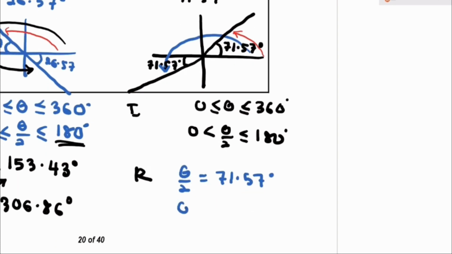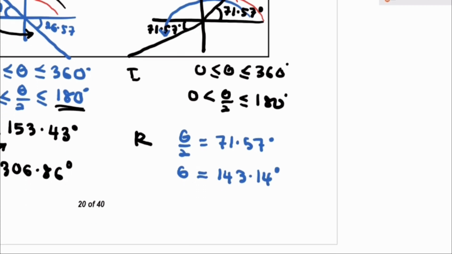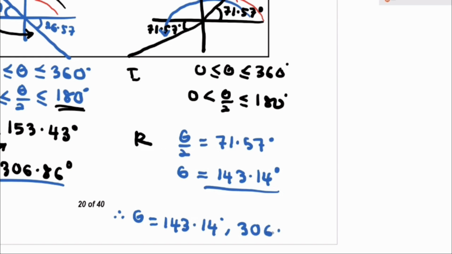So theta here is 71.57 times 2. You will get 143.14. So the last answer is you combine the two results here. The last answer is 143.14 and 306.86. That's all for example 20.